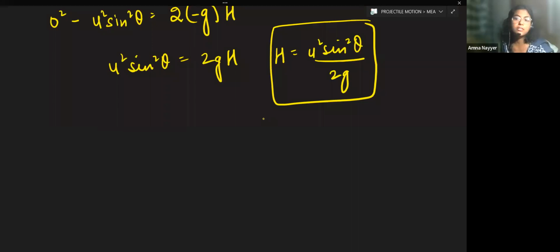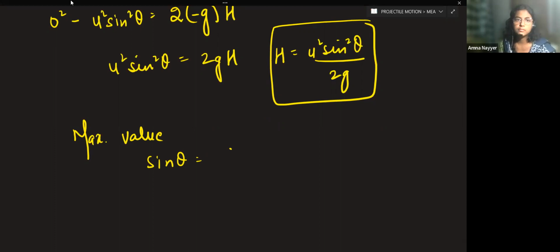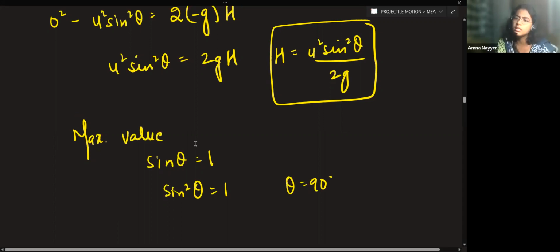Now here your answer will be 90 degree. Maha, remember you had told 90 degree for range of motion. This time this will be 90 degree. For maximum value, sine theta should be 1. If sine theta is 1, sine square theta should also be 1. If theta is 90 degree, sine theta is 1, and the square of 1 will still be 1.